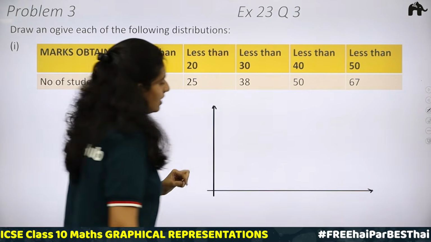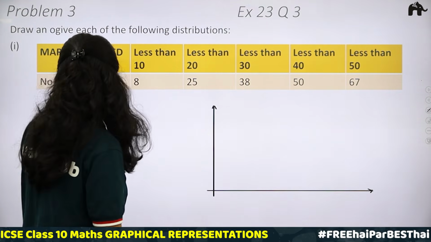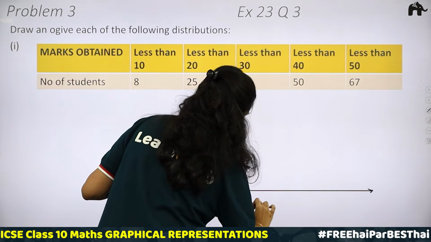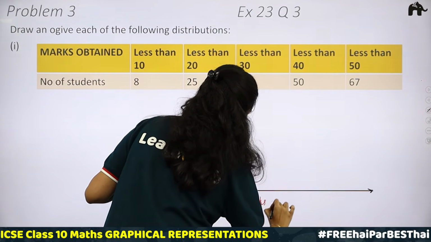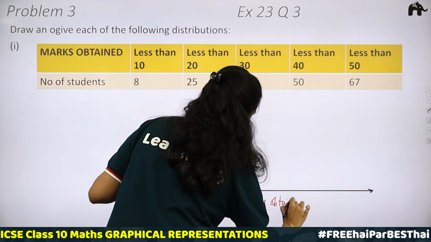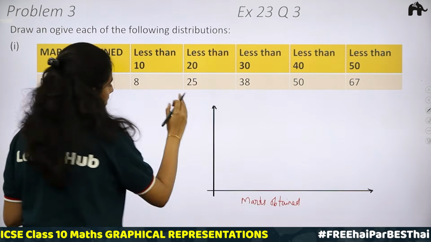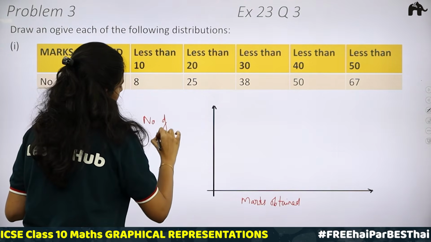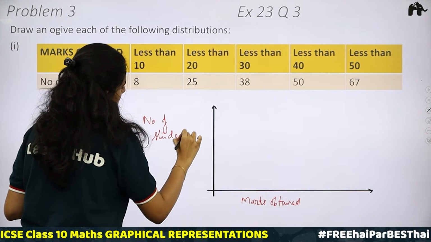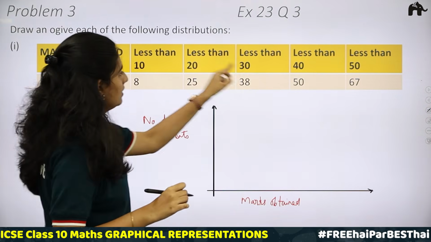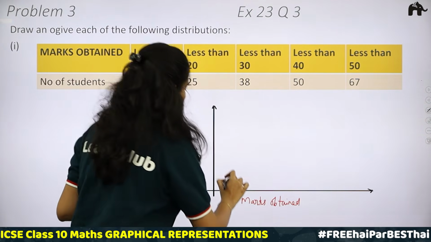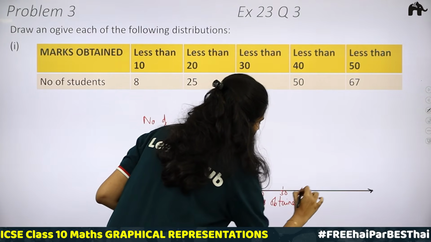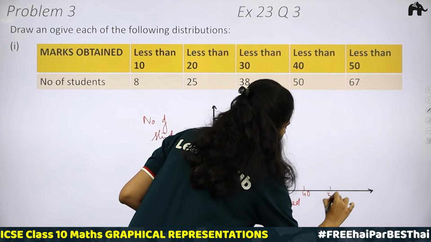So here we have the x-axis and y-axis. On the x-axis we are going to plot marks obtained. Okay. And on the y-axis we will be plotting number of students. Now check the values here 10, 20, 30, 40, 50. Therefore, we can put the intervals 10, 20, 30, 40, 50.